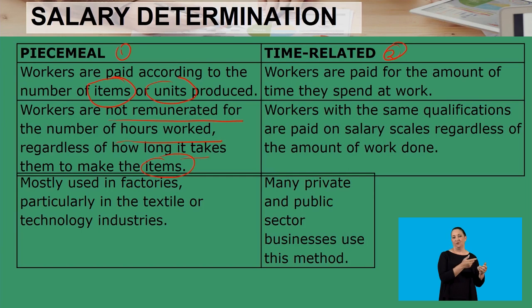Right, so this is basically the opposite of the time-related method. As you've seen in this bullet, you are not remunerated for the number of hours, but with time-related, as the word says, time. With time, workers are paid for the amount of time they spend at work. Let's say you're supposed to be at work for 45 hours per week, and you are told that per hour you are going to be rated a certain amount. Say, for example, per hour you're getting 100 rand. I'm just giving you an example.